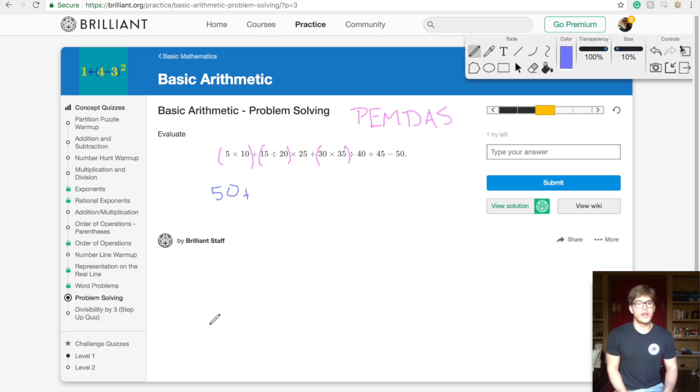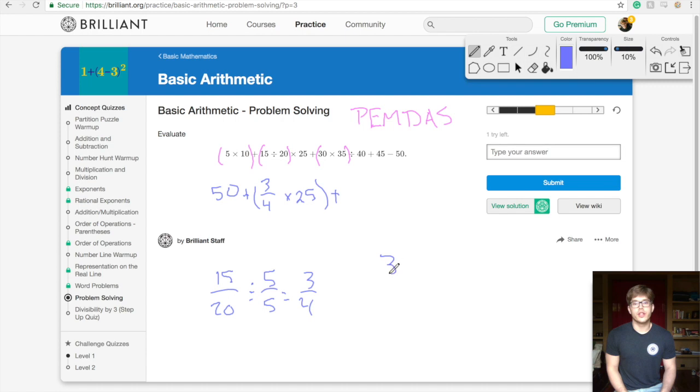So what do we have? We have 15 over 20. The number 5 goes into both of these, so we can divide both the numerator and denominator by 5, and we're left with 3/4. So we have 50 plus 3/4. And then this is going to be times 25, but we have not done this yet, plus 30 times 35. So what is 30 times 35?